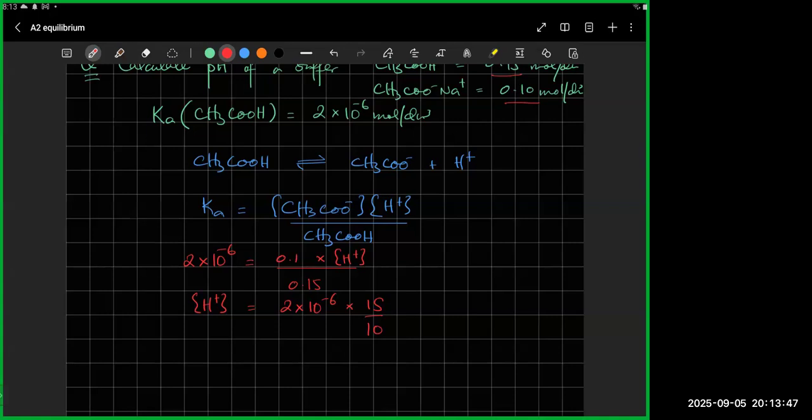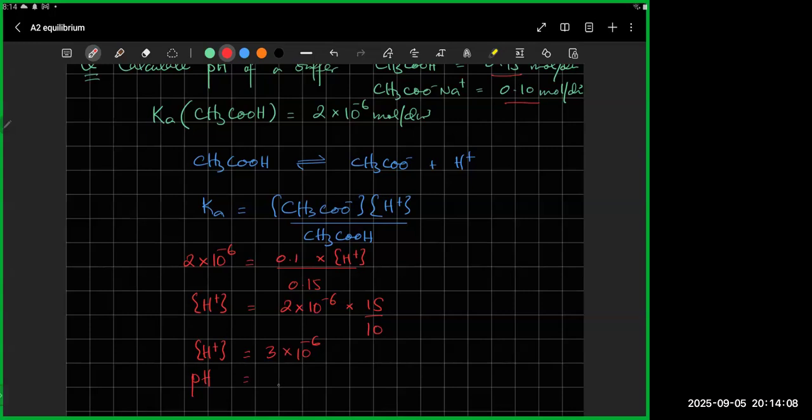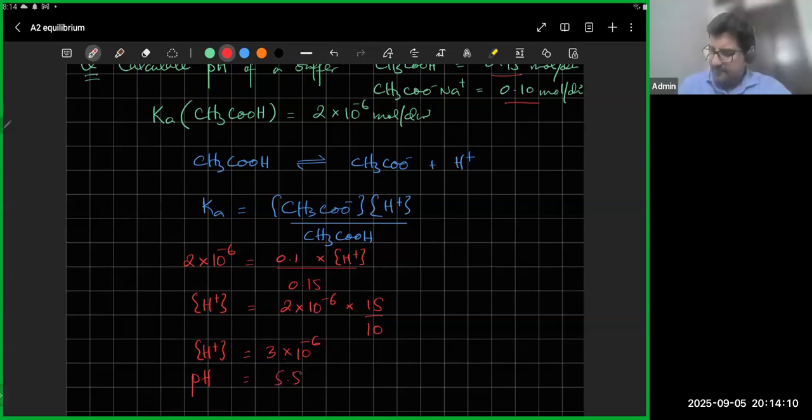3 multiplied by 10 raised to power minus 6. And take the negative log now, so we get the pH as well. Or just take the log. What do we get? 5.52. You get 5.5. Yeah, that's my pH.